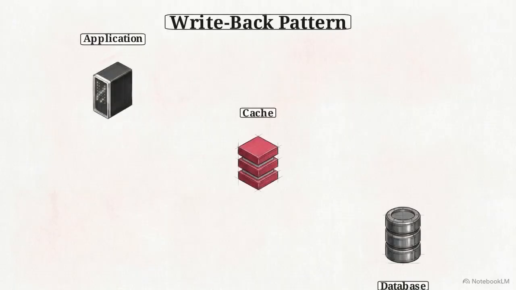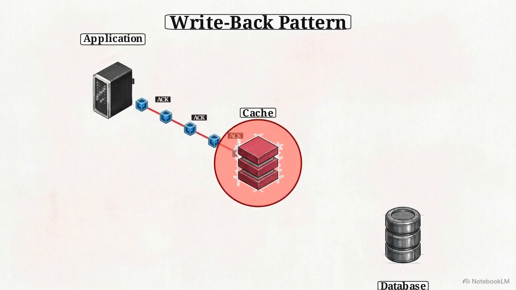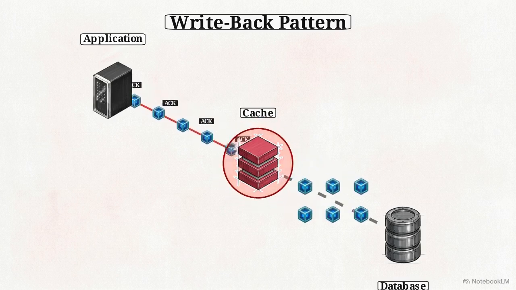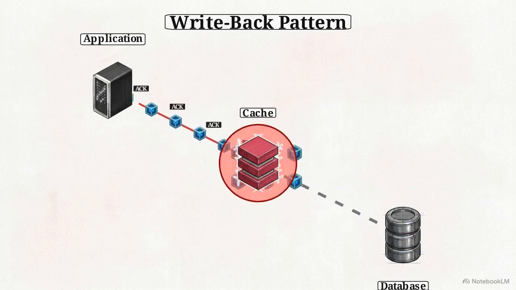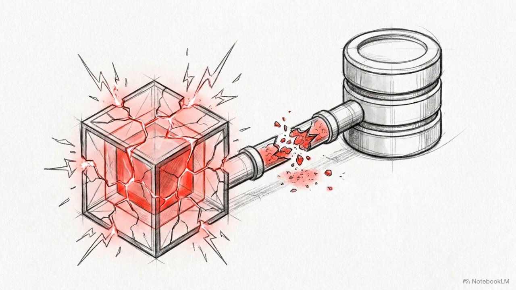The write-back pattern prioritizes write speed. The application writes exclusively to the cache, while a background pipeline asynchronously flushes those updates to the database in batches. This strategy is designed for high-throughput workloads, like real-time analytics or IoT sensor ingestion, where immediate write acknowledgement is critical. The risk is data loss. If the cache node crashes before the background flush completes, any data that hasn't reached the database is permanently destroyed.